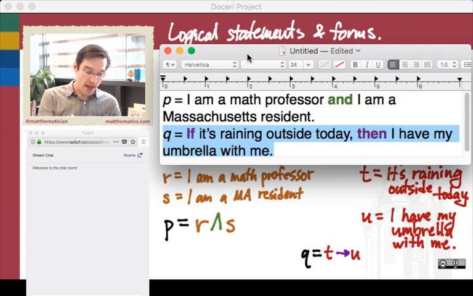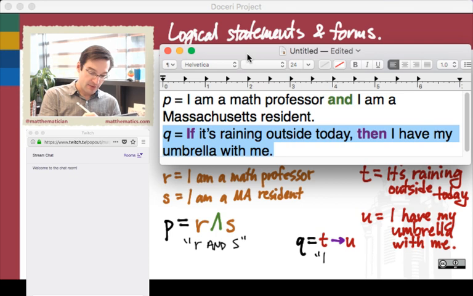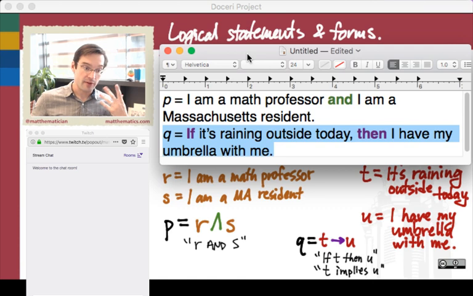So also, get in the habit of translating back from notation into English as well. So if I'm reading this statement right here, I'll read this as R and S. And this statement over here, if I was reading this out loud, I would probably say something like, if T, then U. Or because that's a little bit wordy, sometimes I'll say instead, T implies U. I like that language a lot, because then that also gives me the cue as to how to assess the truth value of that conditional statement.